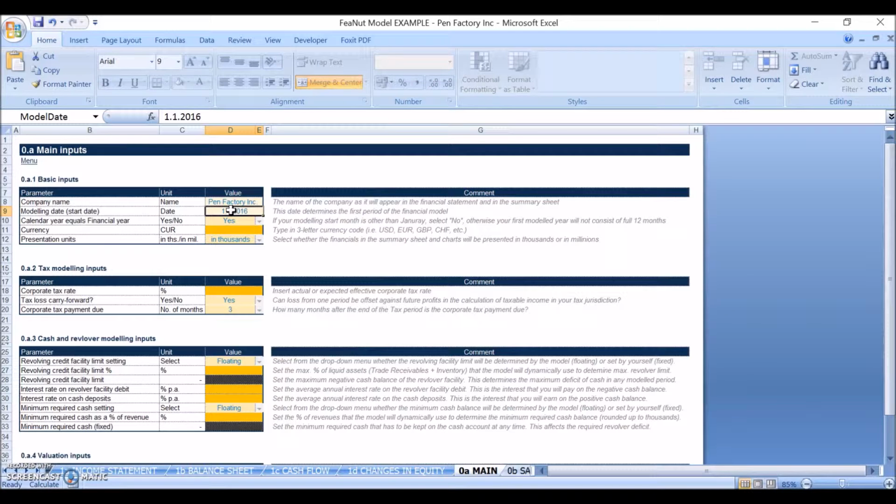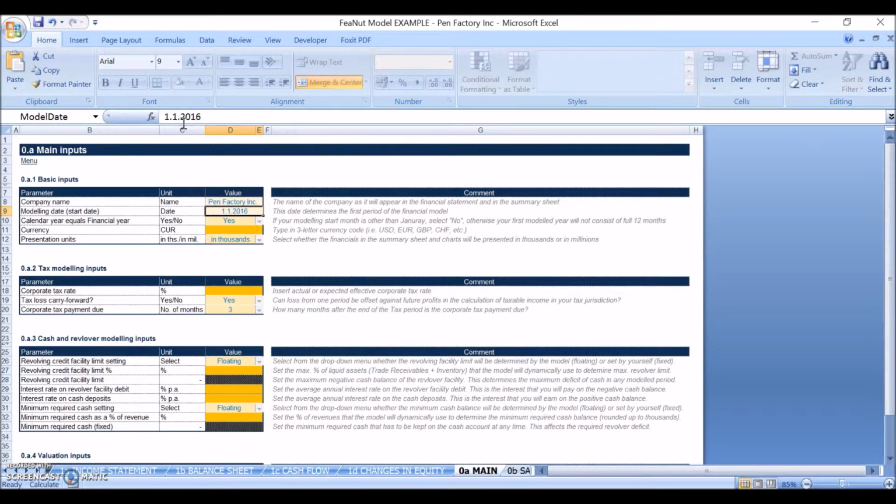You probably noticed that our financial model for this example starts at the beginning of the calendar year. The model actually has a functionality that allows you to use a financial year that does not equal the calendar year. In that case, you have to indicate that in the next field. So in our case, our modeling or financial year equals calendar year. So I've selected yes in here.